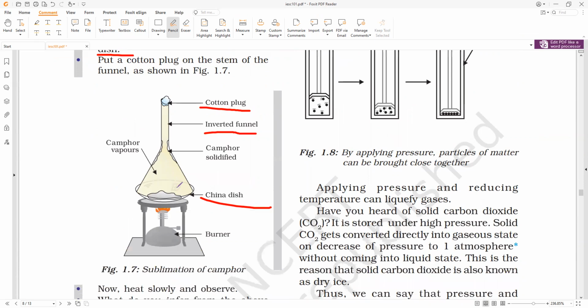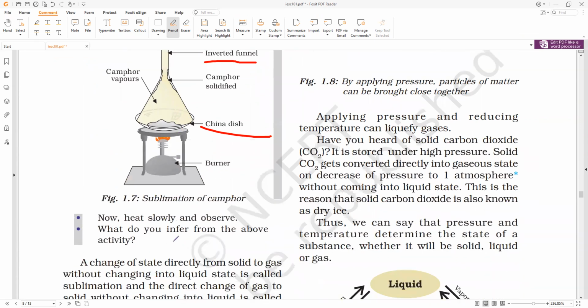So if you started heating, what will happen? What do you infer from the above activity? You can see slowly the fumes will be rising up. Understand, everybody? The fumes, what fumes actually? That is camphor vapor. What is the vapors, everybody? Camphor vapors. If I take ammonium chloride vapors.